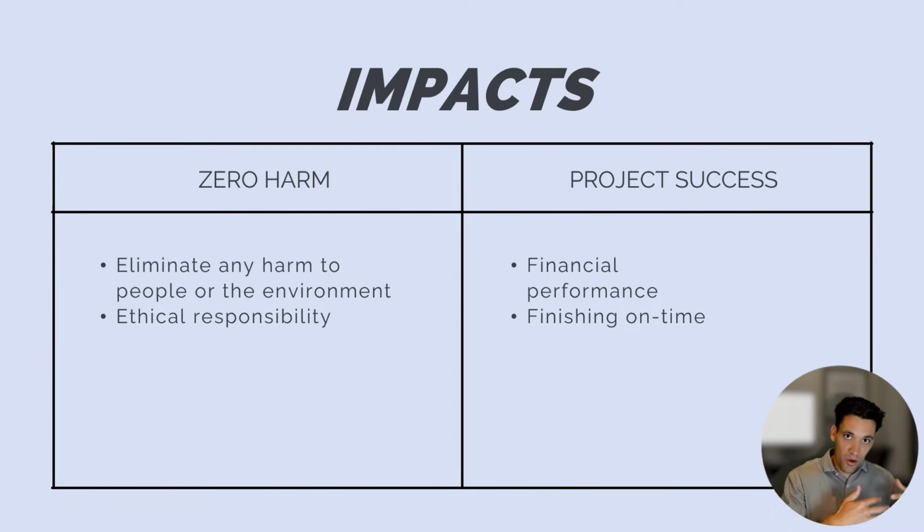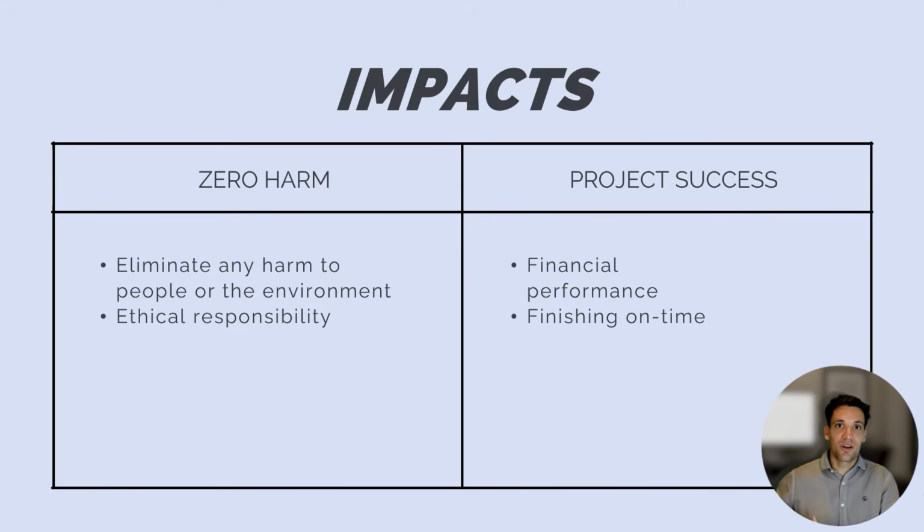When talking about risk on construction projects, we can group these impacts into 2 separate categories. We've got our zero harm goal and we've got our project success goal. So when we're talking about zero harm, we're talking about eliminating any harm to people or the environment. Now, this is an ethical responsibility. It's not about making more money. It's not about making people happy with delivering the project. It's about keeping people safe and avoiding any sort of environmental harm. So this is an ethical responsibility that we have as construction project managers.